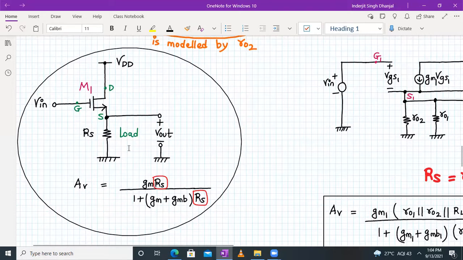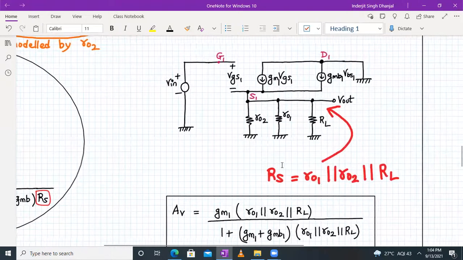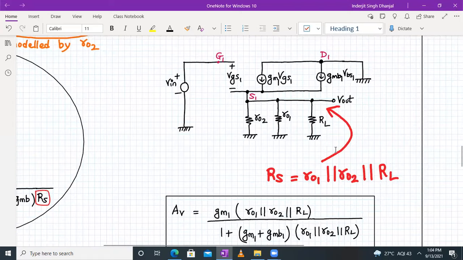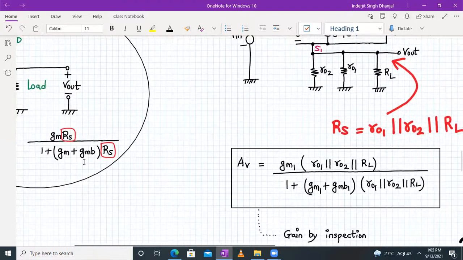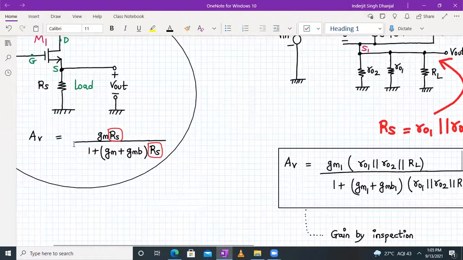So if we find the effective load resistance between the source terminal and the ground, we can replace this RS by that equivalent resistance. So let's calculate the value of RS. If you look into the source terminal, we have 3 resistors in parallel. So your RS will be equal to RO1 parallel to RO2 parallel to RL. And you can look at this formula and complete the result now.